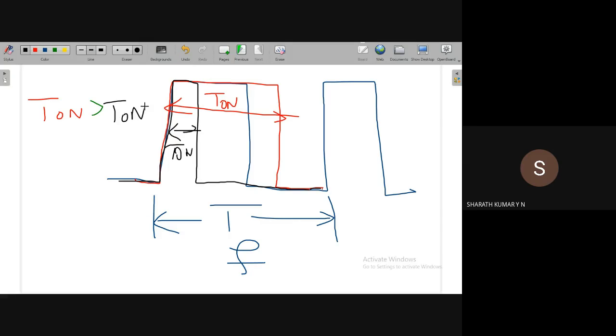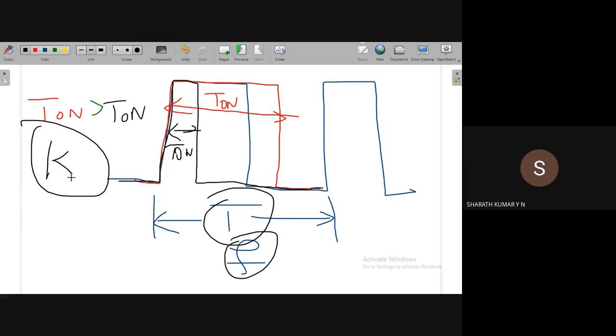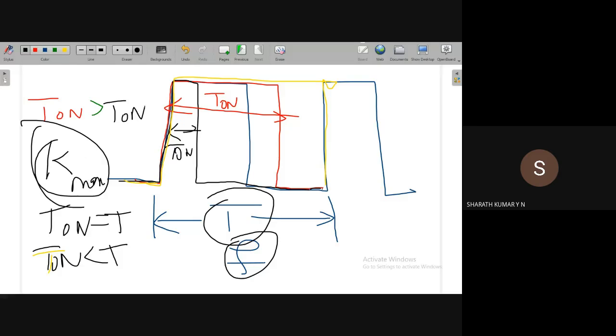Now, keeping the time period or the frequency constant, we have to vary the duty cycle. What is the maximum duty cycle? Is it when T-on is equal to T? When T-on is equal to T, it doesn't make sense. Why? How is it possible that T-on is equal to T? It doesn't make sense. So T-on should be less than T, at least. Then only we can achieve what is known as a duty cycle.